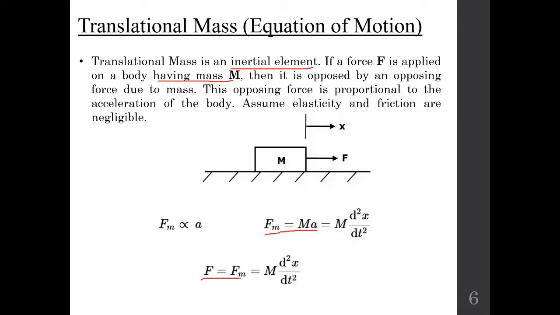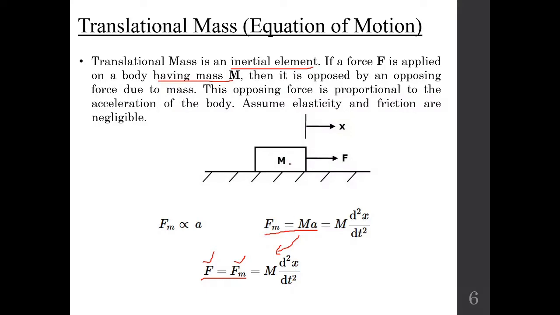We can also say that the applied force is equal to the opposing force. So this is the applied force and this is the opposing force. This is the second condition of equilibrium, which we normally read as the net force acting on the body is zero. We can also read that statement as the applied force is equal to the sum of opposing forces. So we can also write this equation as m into the double derivative of displacement with respect to time.